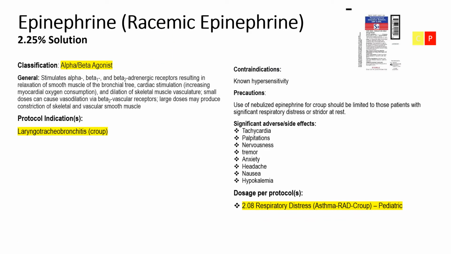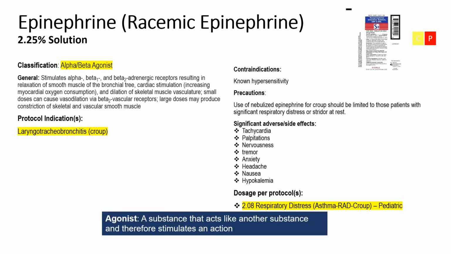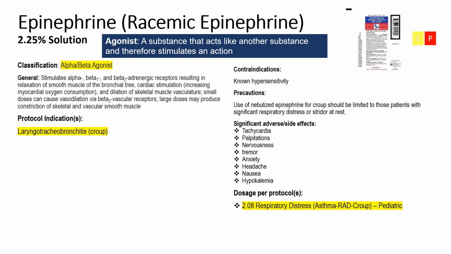Epinephrine 2.25% solution, also known as racemic epinephrine, is an alpha and beta agonist. You remember, an agonist is a substance that acts like another substance and therefore stimulates an action. In this case, it stimulates alpha, beta 1, and beta 2 adrenergic receptors, resulting in relaxation of smooth muscle of the bronchial tree, cardiac stimulation, which increases myocardial oxygen consumption and demand, and dilation of skeletal muscle vasculature. Small doses can cause vasodilation via beta 2 vascular receptors, and large doses may produce constriction of skeletal and vascular smooth muscle. So when do we give this?